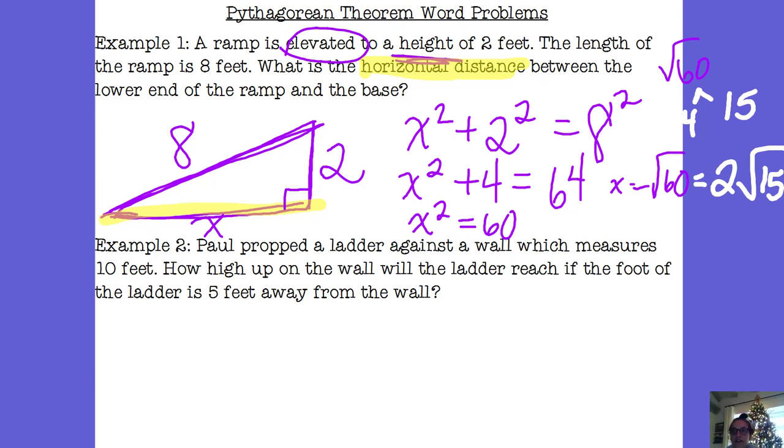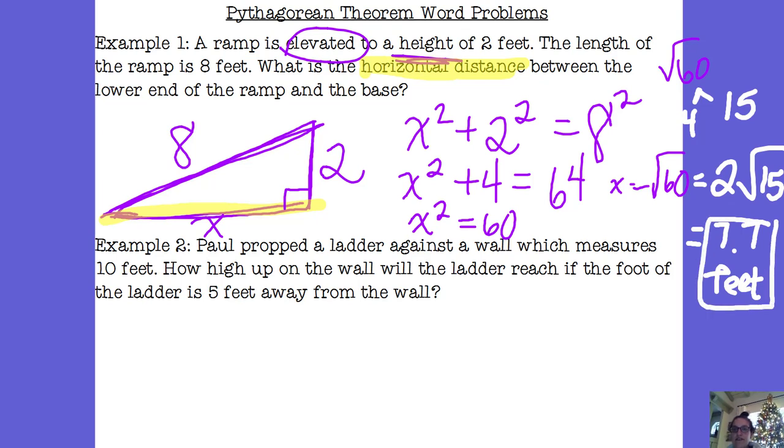But maybe the directions would tell us to round to the nearest tenth. If we're going to round to the nearest tenth, that means that we are going to type this into our calculator and get a decimal, which is 7.745. So rounded to the nearest tenth would be 7.7. And this is a word problem, so we need to include units. So this is in feet. 7.7 feet. So the horizontal distance is 7.7 feet.